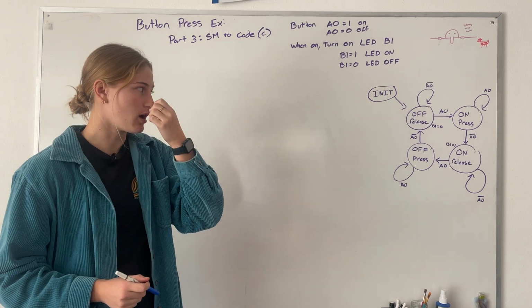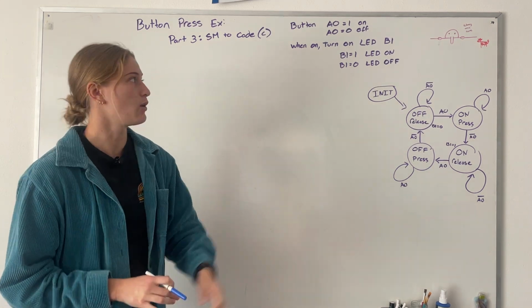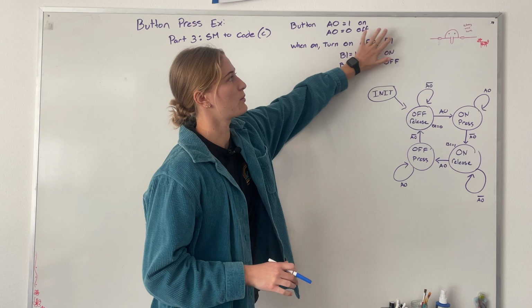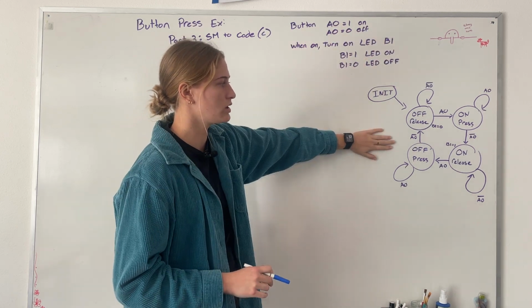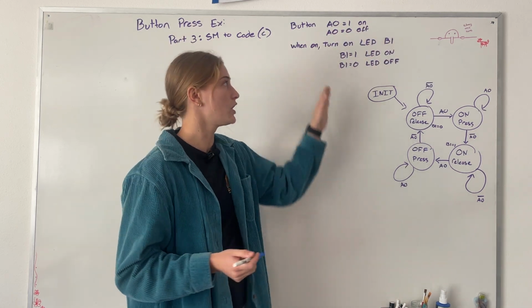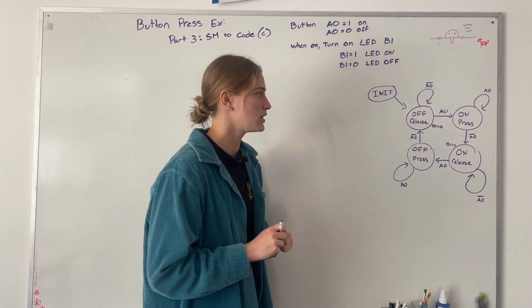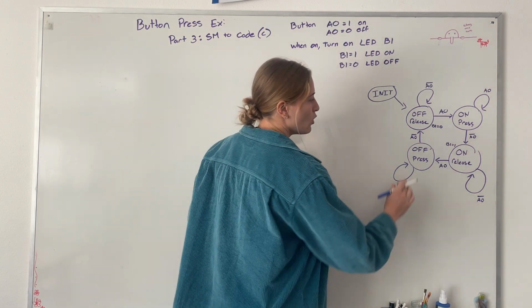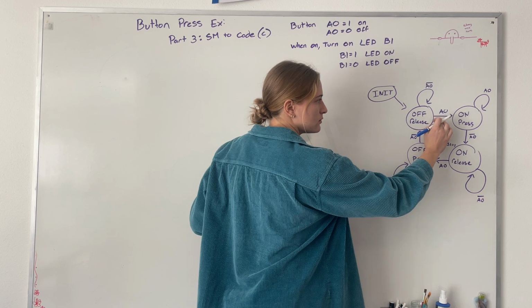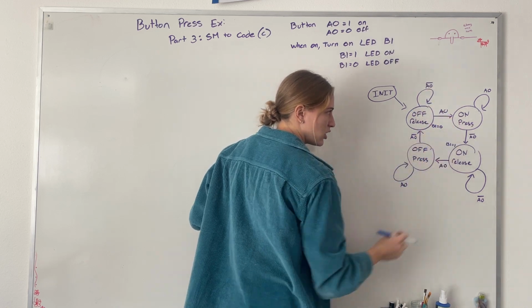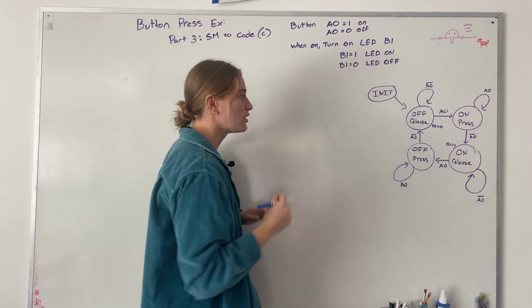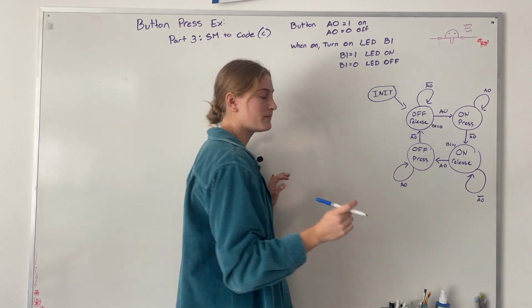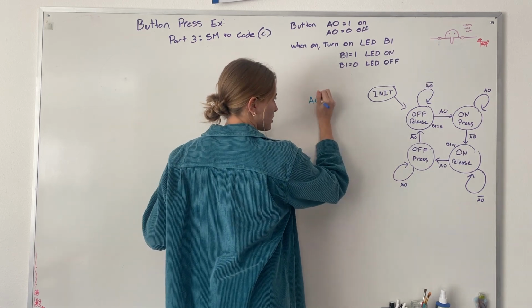If we are given just the state machine and we aren't given any information up here, if we don't have this, we only look at this, we can figure out all of this information. We can figure out everything that we need to know. For example, we know that on our transitions, we're always working with A0. So that means that A0 is going to be changing the button.